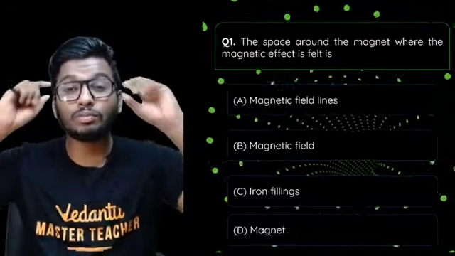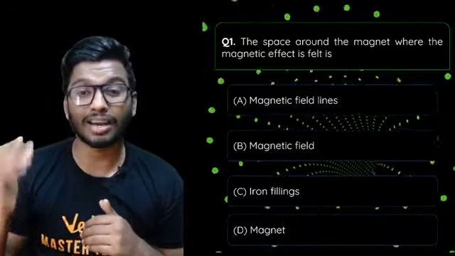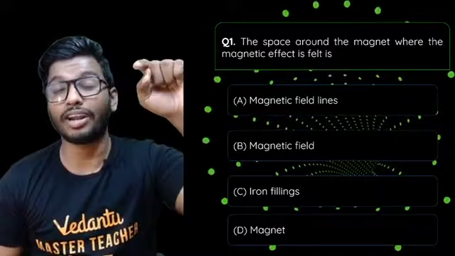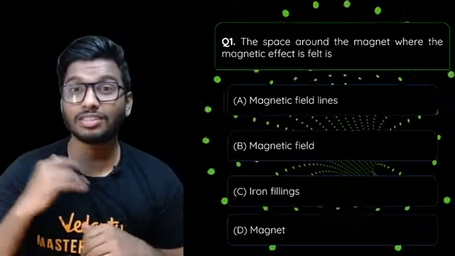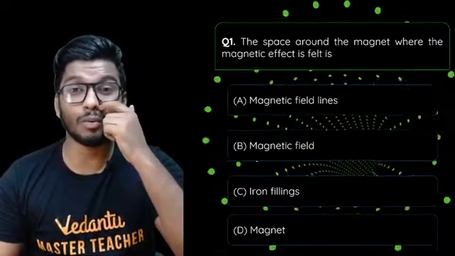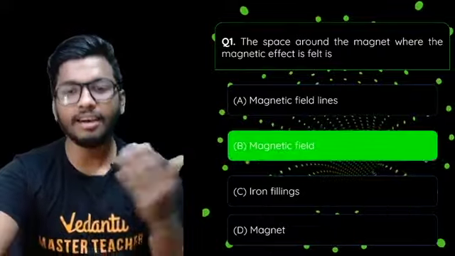Here's the first question. The space around the magnet where the magnetic effect is felt is what? Magnetic field lines, magnetic field, iron filings, or magnet. Now, I want all of you guys to put down the answers in the comment section below. I want everyone to give your best. Don't just expect me to give the answer. I want you guys to try it out. So here's the question. The space around the magnet where the magnetic field is felt is actually, the answer is option number B, which is the magnetic field.